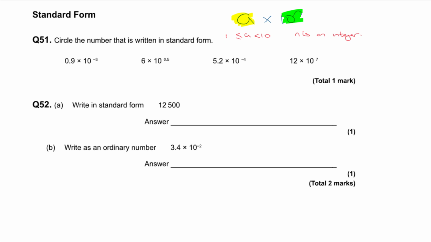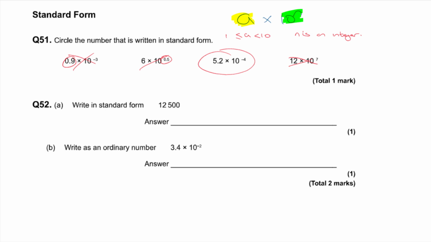So circle the number that is written in standard form. Well, this one is not, because this is not a number between 1 and 10. This is not, because this is not an integer. Next one is fine. This one is not, because this is not a number between 1 and 10. So there's only one number in standard form. It's that one.